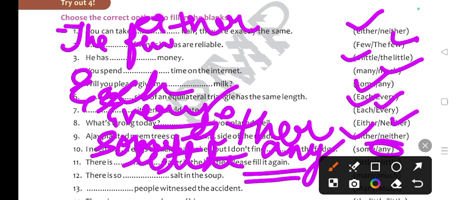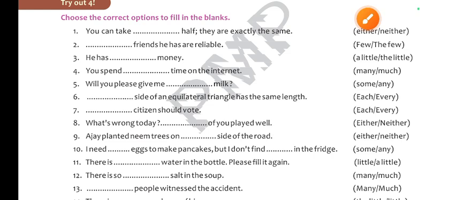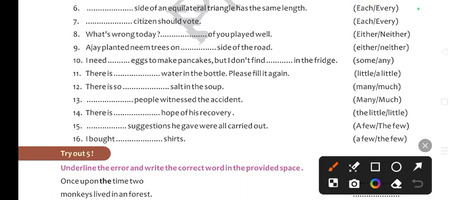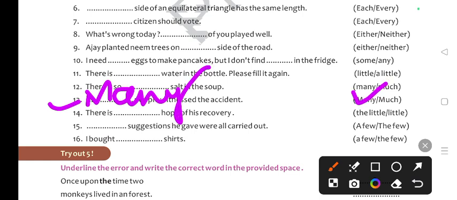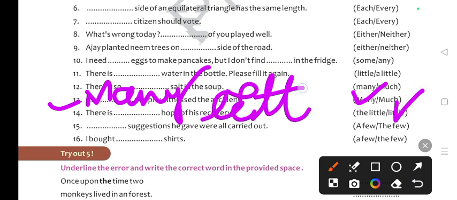Okay, this is so much salt in the soup. Okay, next one. 13 one. Many people witnessed the accident. So many people, not only a single person, but many people witnessed the accident. Okay, there is little hope of his recovery. There is little hope means it's about no, right? No hope is there.